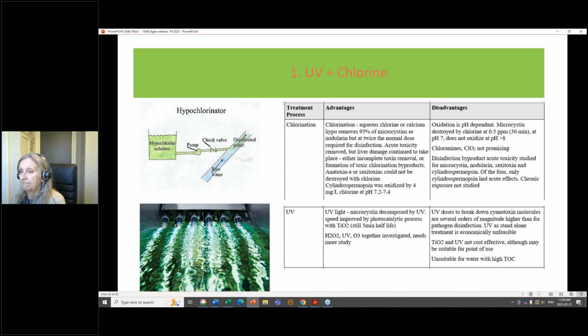And the same thing is true of UV. You can break down some of the cyanotoxins with UV light, but it's many orders of magnitude greater than the dose required for disabling or disinfecting pathogens. So usually it's financially not feasible. There is some evidence that it could be linked up with other treatments to make it useful. So the long and the short is you could likely get some protection from cyanotoxins from both of these, but certainly not a solution.